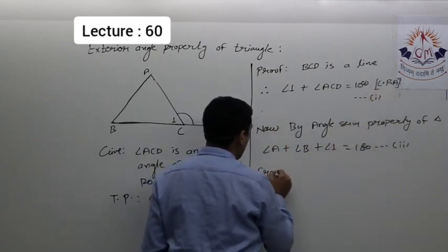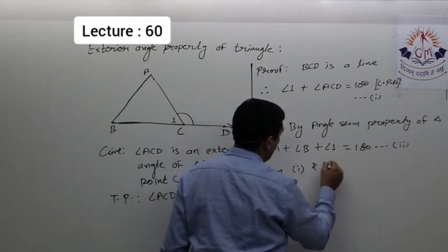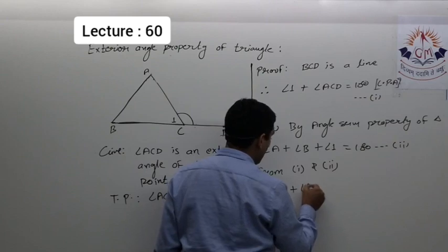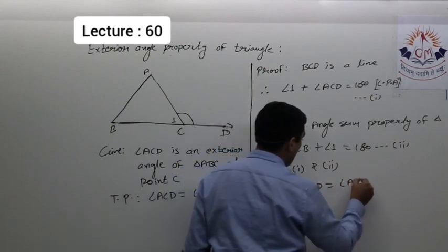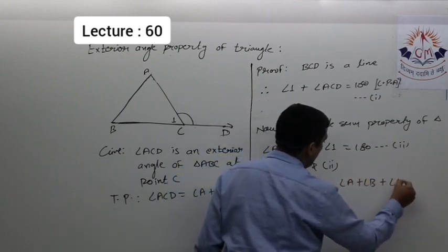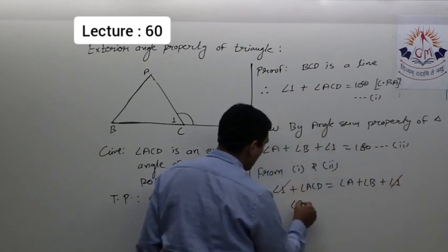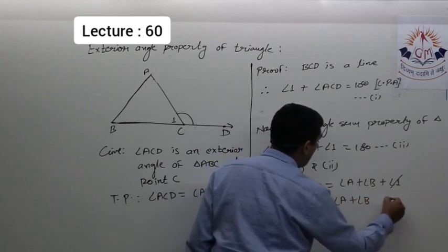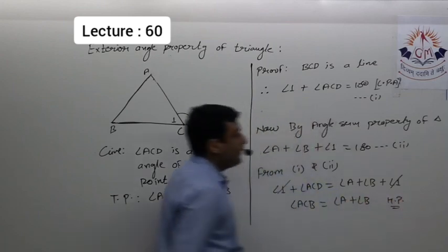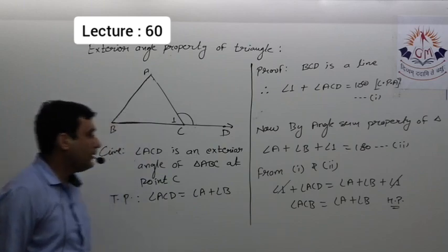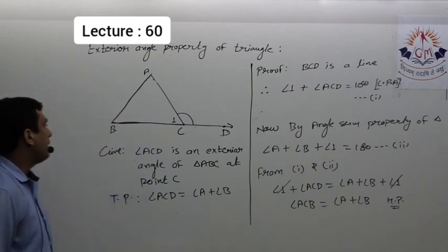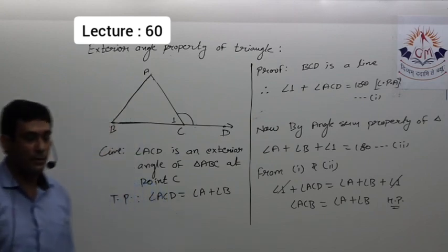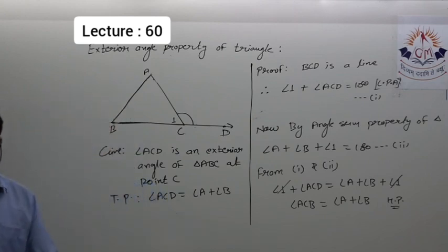So I can say from first and second, angle 1 plus angle ACD is equal to angle A plus angle B plus angle 1. Now I can cancel these two angle 1, so I'll have ACD is equal to angle A plus angle B, hence proved. So here we proved that exterior angle of a triangle is equal to sum of its opposite interior angle or sum of its remote interior angle. So please note it down, then we'll see questions based on this.